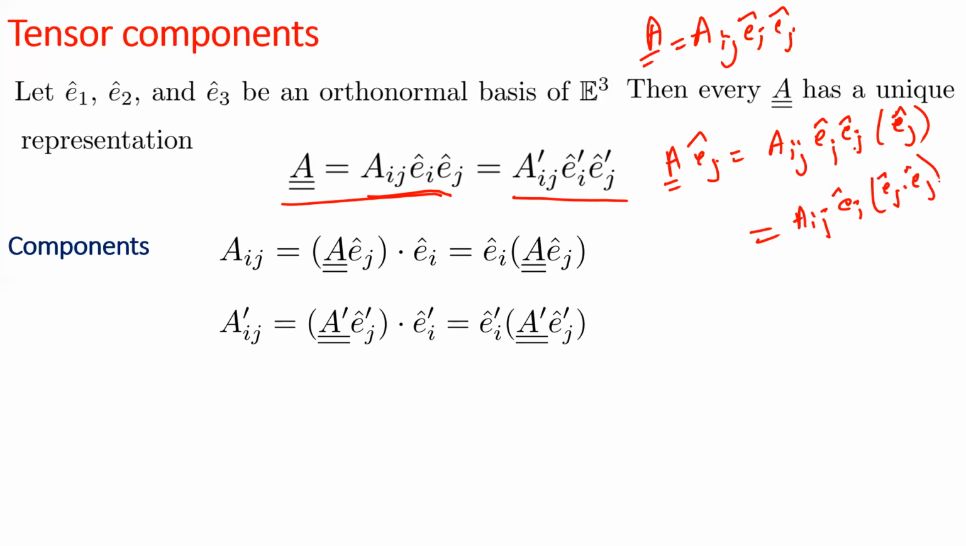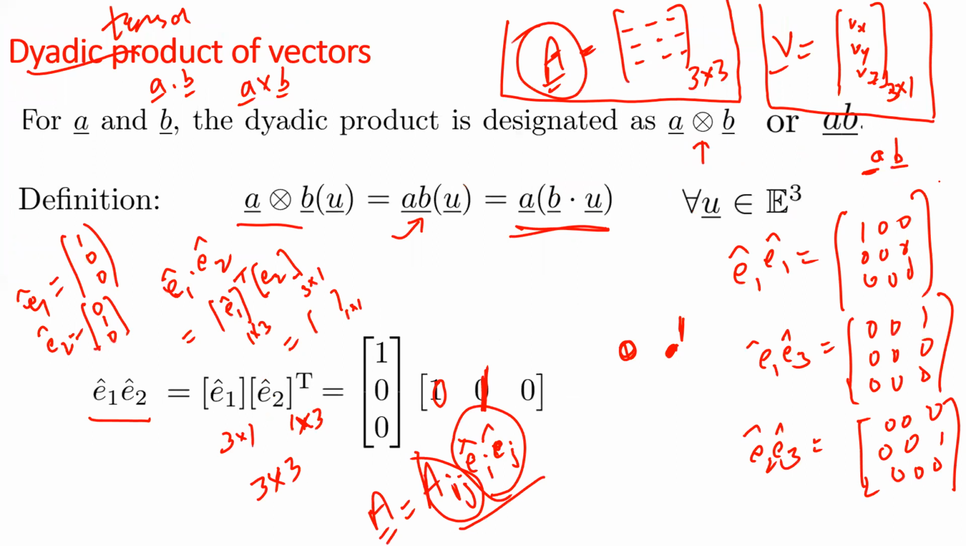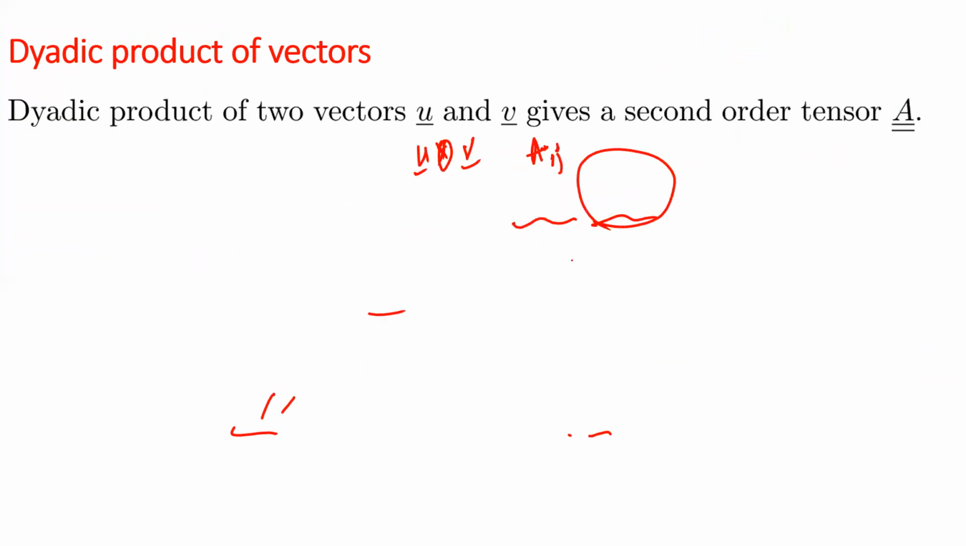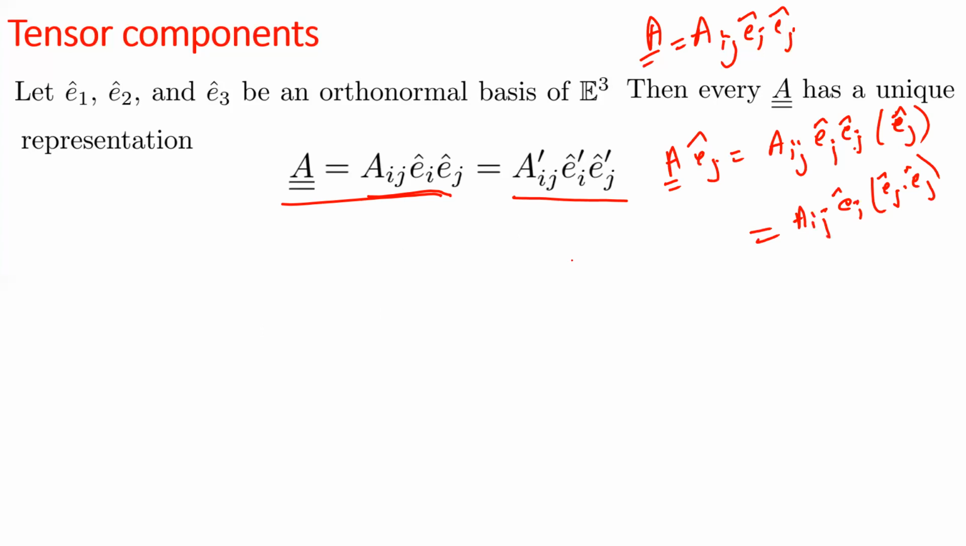This was the definition we have seen how many slides back? Here. This is what we have seen. I'm trying to do the same thing. I'm just applying what we have learned. Okay. And Ej dot Ej is nothing but delta jj, which is 1. Right. So this becomes Aij Ei. It's a vector now. And the right hand side is also a vector. This is what we have.